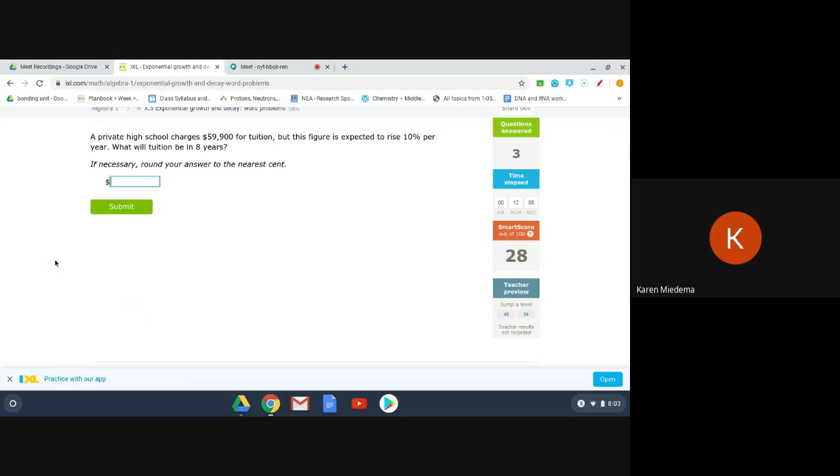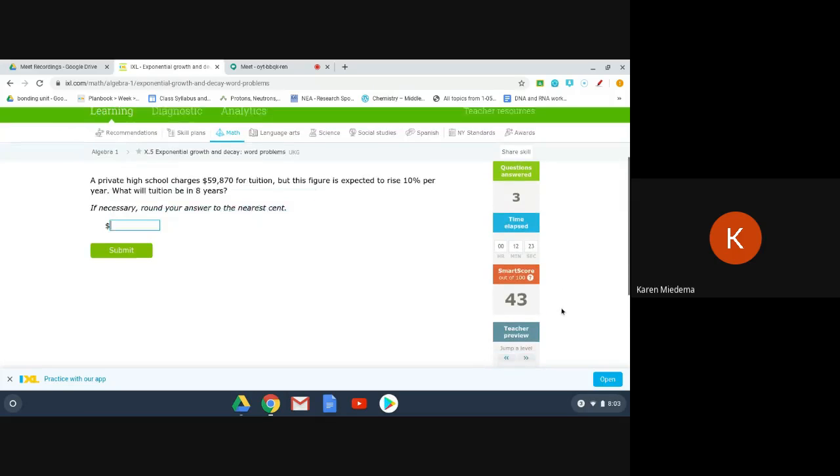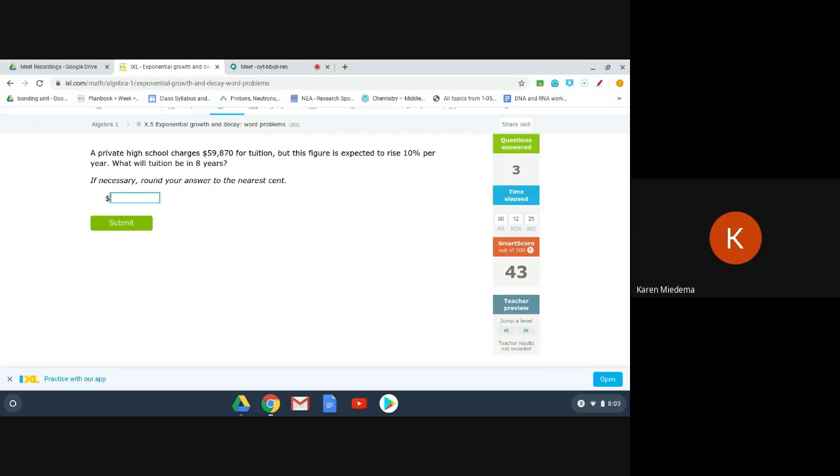Okay, I'm just going to go ahead and jump a level here to see if the problems get any harder. But this problem is one that you should be able to do based on the previous three problems. Okay, once again, this is a problem that you should be able to do.